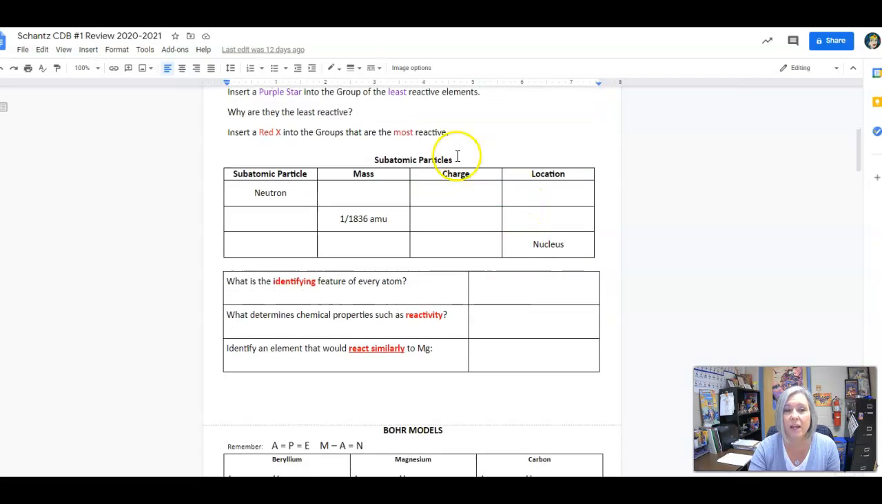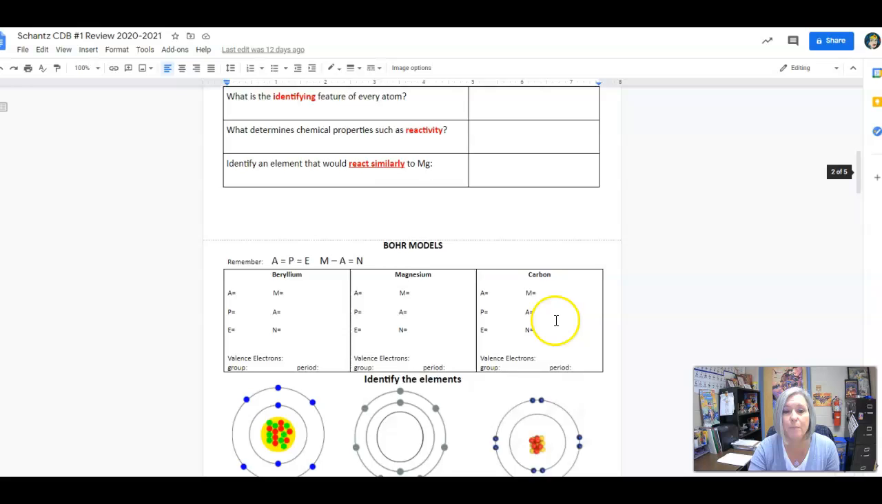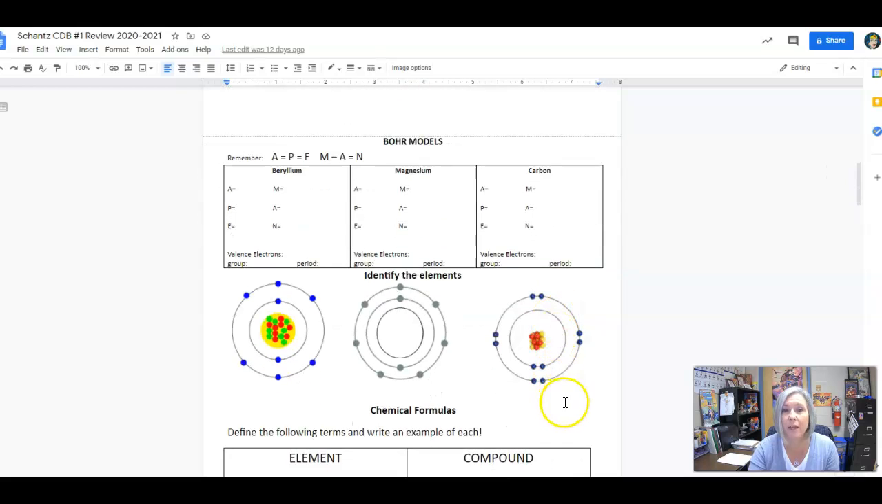Once you've completed that, you're going to go into the subatomic particles. Remember, protons, neutrons, and electrons. You have to know their electrical charge, their location, and their approximate mass. Then, how do we identify different elements? Okay. Remember, we used 8-man. 8-man can determine the number of protons, neutrons, and electrons.